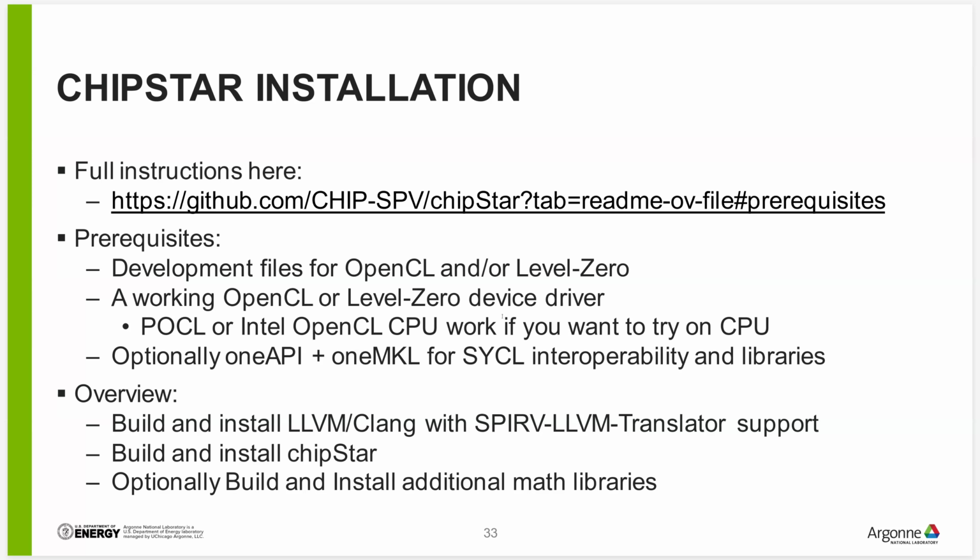Note that you can use a CPU OpenCL implementation from either Intel or PoCL, and it will work. Optionally, you can install oneAPI and oneMKL if you want SYCL interoperability and access to the math libraries. The steps are pretty straightforward from there. You build LLVM Clang with the SPIR-V LLVM translator. These steps are described in the instructions above. And then you build and install chipStar using this Clang compiler you've just created. Optionally, you can build additional math libraries.